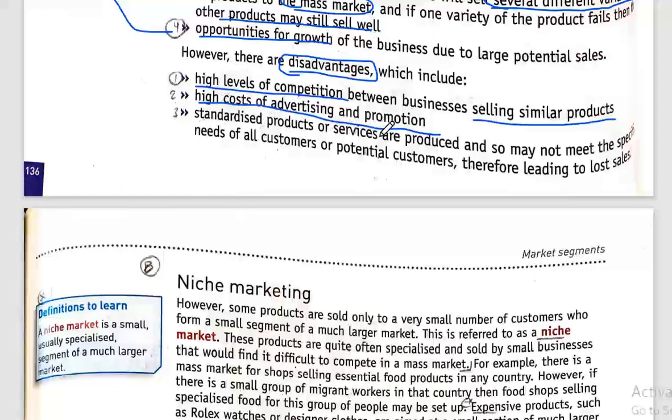Standardized products or services are produced and so may not meet the specific needs of all customers or potential customers, therefore leading to lost sales. Also, having standardized products or services that are produced for all the people, there's nothing special about them. So it's not going to satisfy personal needs or specific needs.